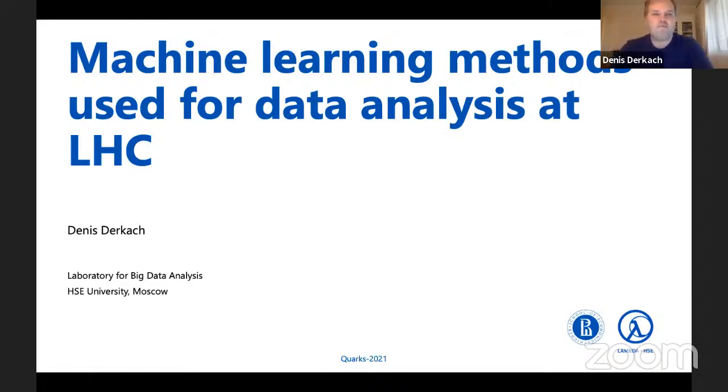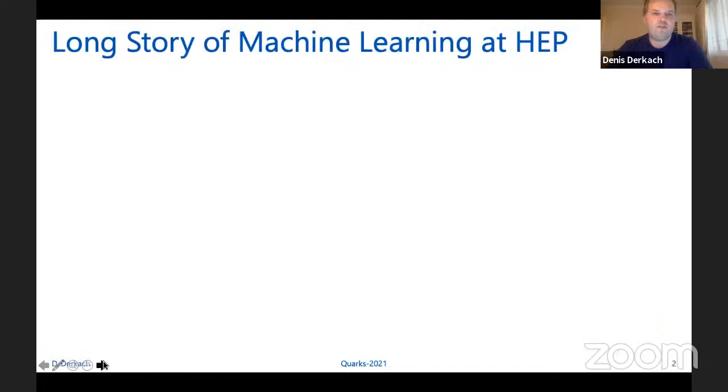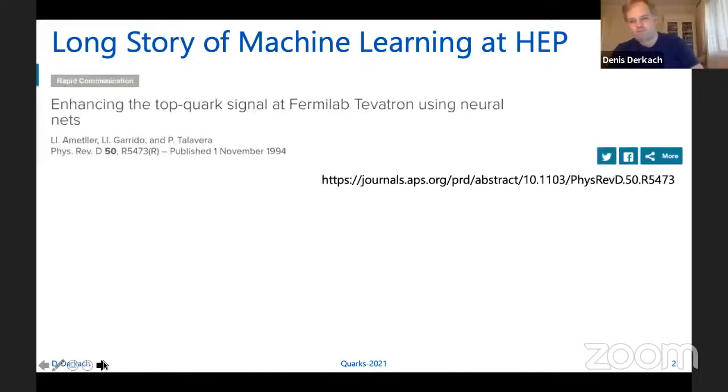And I'm going to give a talk, which is a bit long in terms of title. So it's machine learning methods used for data analysis at LHC. I would rather call it a highlight talk, just to show you a long story of machine learning at HEP. So this is the first paper I found.